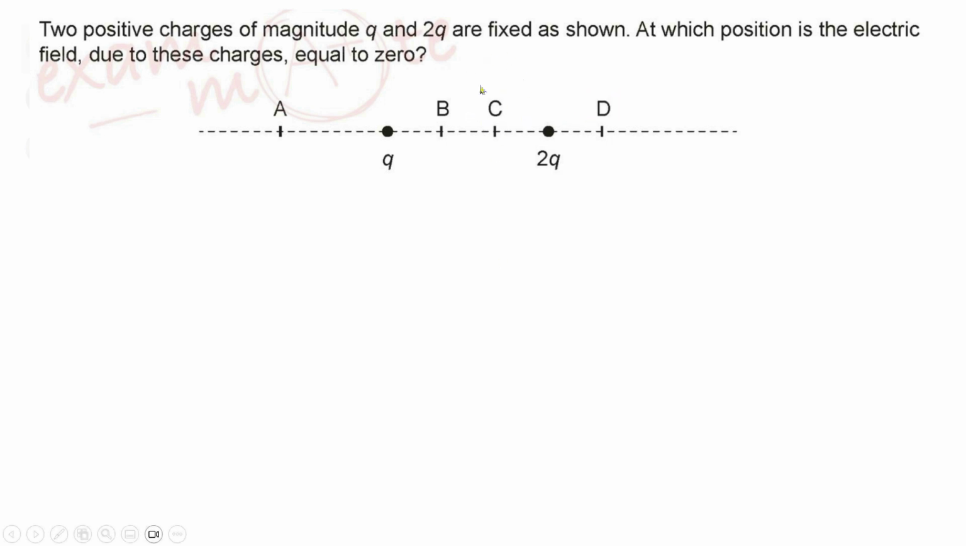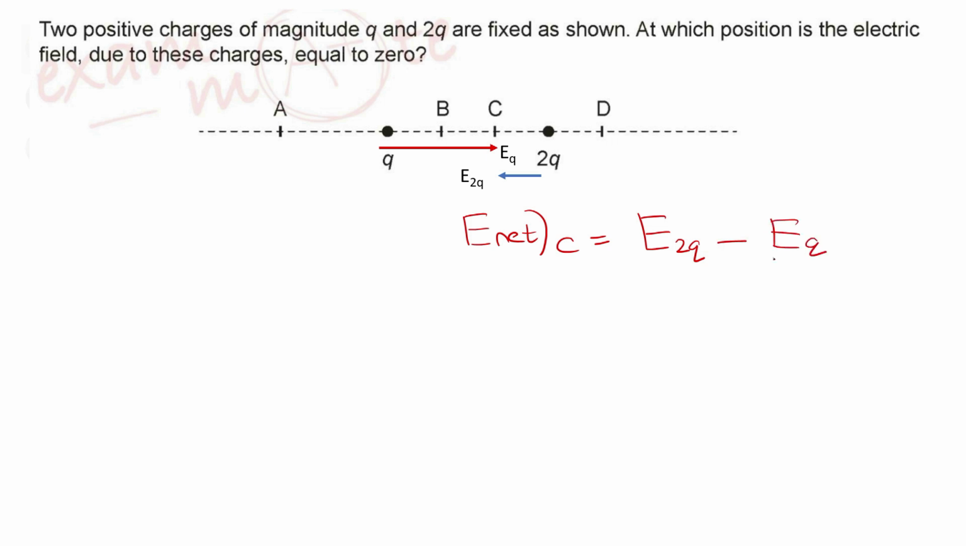Now let us check point C. So let us draw the electric field lines. Due to Q, it will be towards the right, and due to 2Q, it will be towards the left hand side. So in this case, you can see that the two arrows are in the opposite direction. So we will write that the net electric field at point C will be the subtraction of the two. So electric field E2Q minus electric field due to Q.